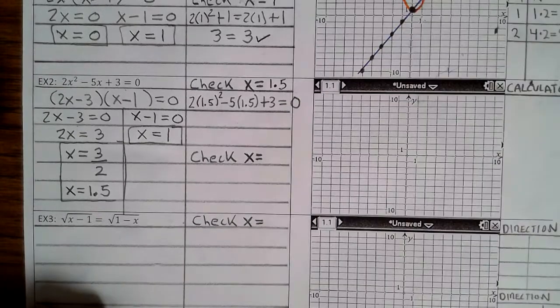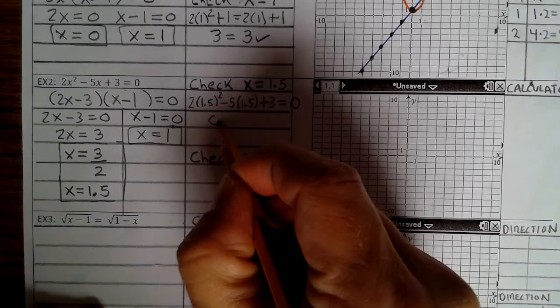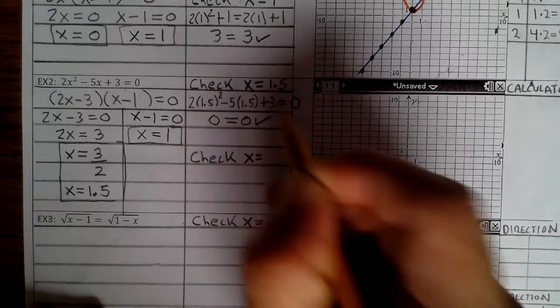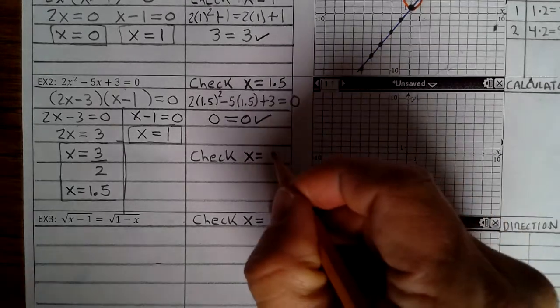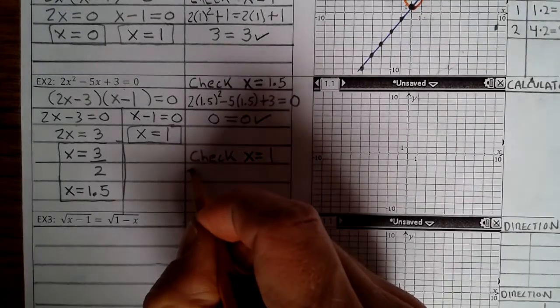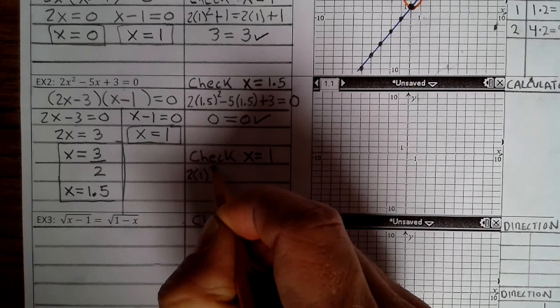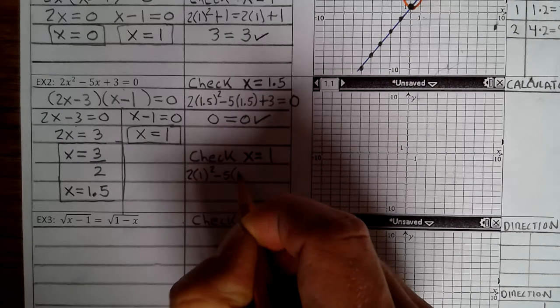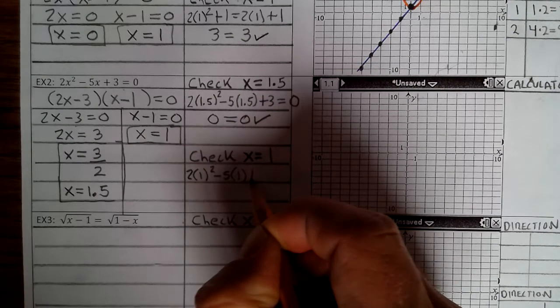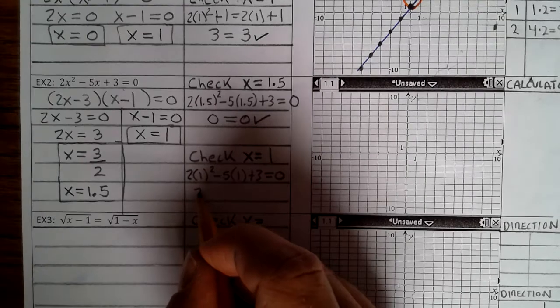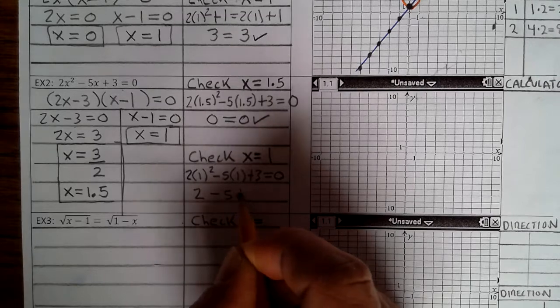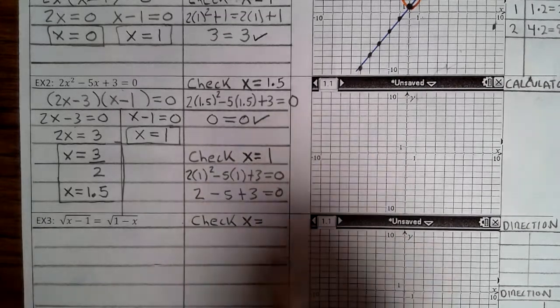Okay, so now let's check x equals 1. So then that's 2 times 1 squared minus 5 times 1 plus 3 equals 0. So then that's 2 minus 5 plus 3 equals 0. Well, negative 3 plus 3 is 0, so 0 equals 0, so this checks. Okay?